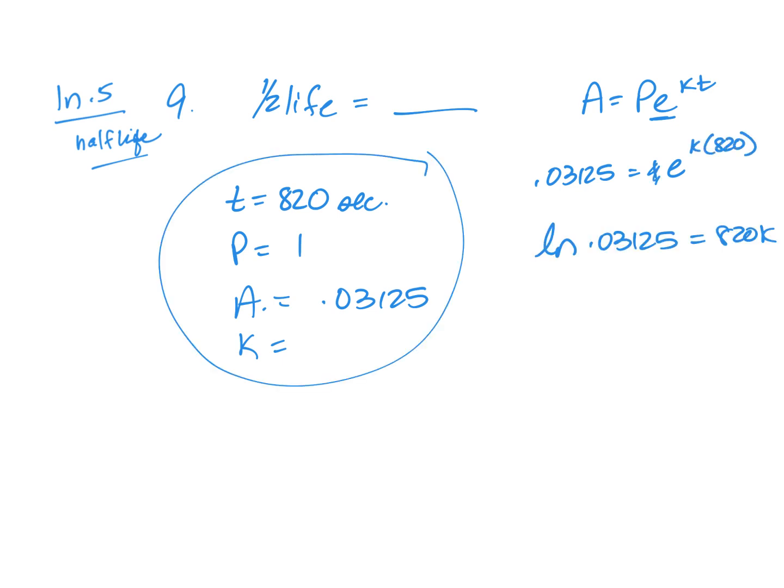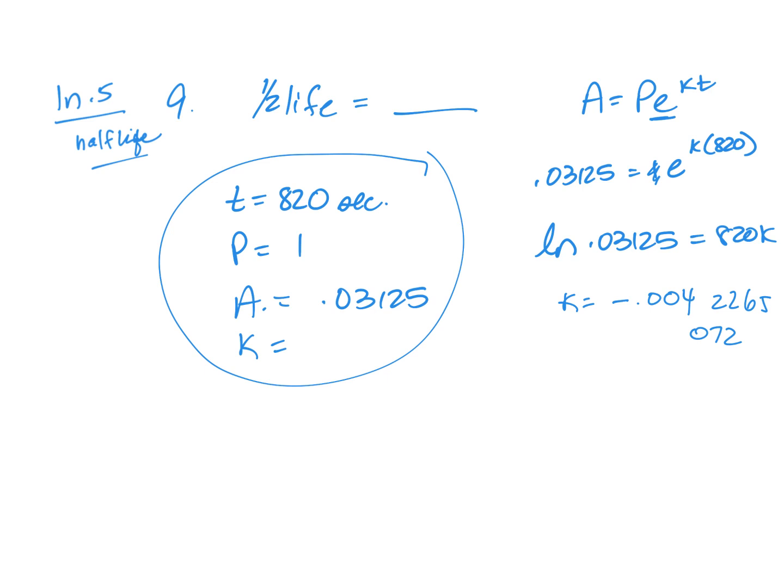Yep. So we do ln of 0.03125, hit enter, and divide it by 820. And that's my K. That's not what they're asking for. They're not saying what is the constant. They're saying what is the half-life. So K equals negative 0.0042265072. Make sure you get that on your calculator.